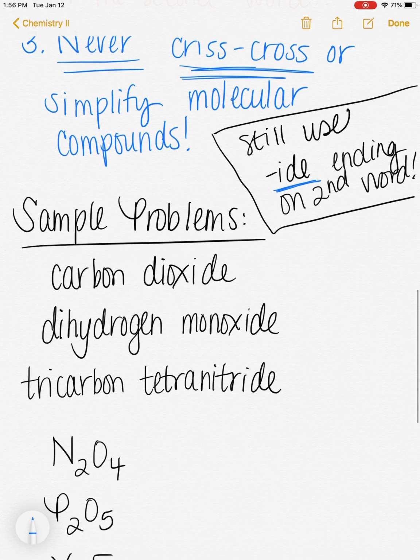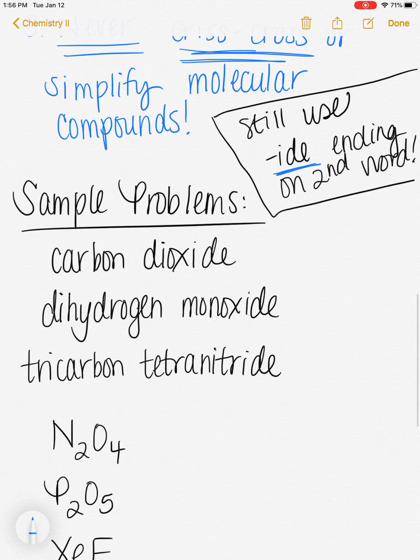So some sample problems. If I give you the name, you have to provide me with the formula. So the name carbon dioxide, since there is no prefix on carbon, we assume that there must just be one because you're never supposed to use mono as the prefix on the first word. So one carbon. Dioxide, that tells me that there are two oxygens, so I will put O for oxygen and a subscript of 2. Dihydrogen monoxide. Di tells me that there are two hydrogens, so I'm going to put H2. Monoxide means one oxygen, so I put O, and I don't have to write a 1, it's an implied one. Look there, that ends up being H2O, which is water.